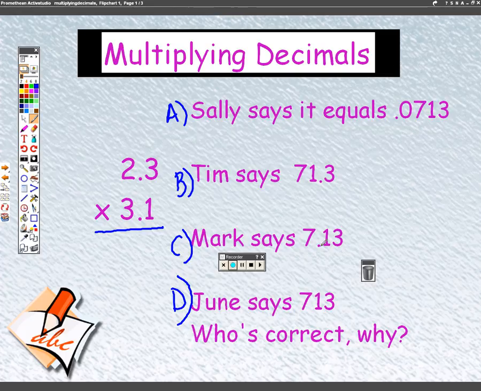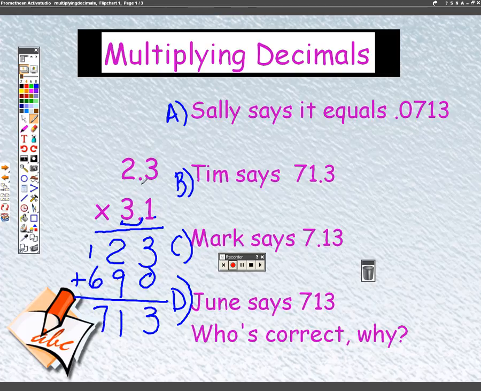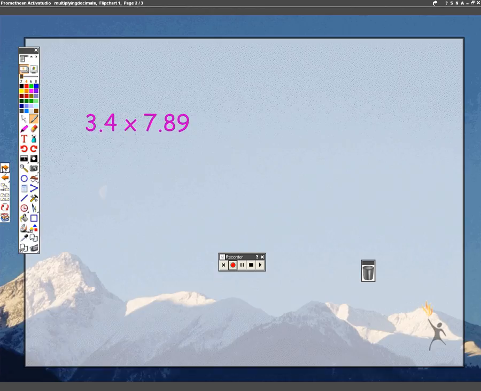So let's look. 1 times 3 is 3. 1 times 2 is 2. Placeholder because I'm moving over a place. 3 times 3 is 9. 3 times 2 is 6. I'm going to add down. 3 plus 0 is 3. 2 plus 9 is 11. Carry the 1, 7. I have 2 numbers behind the decimal, so I need to have 2 behind in my answer. That's how I got my answer. I'm going to show you some other ways to multiply in a moment. Let's look at the next problem.